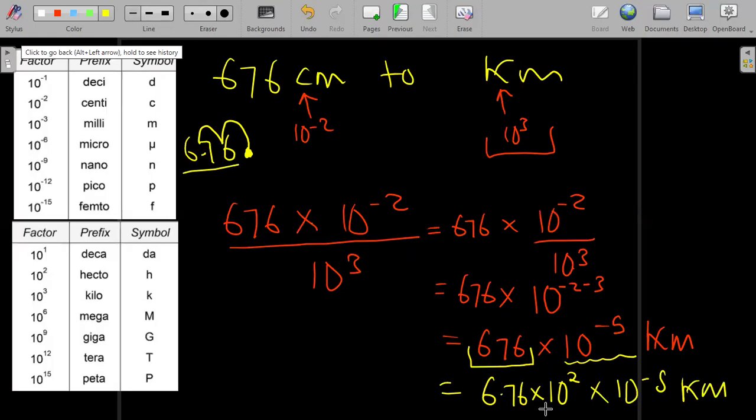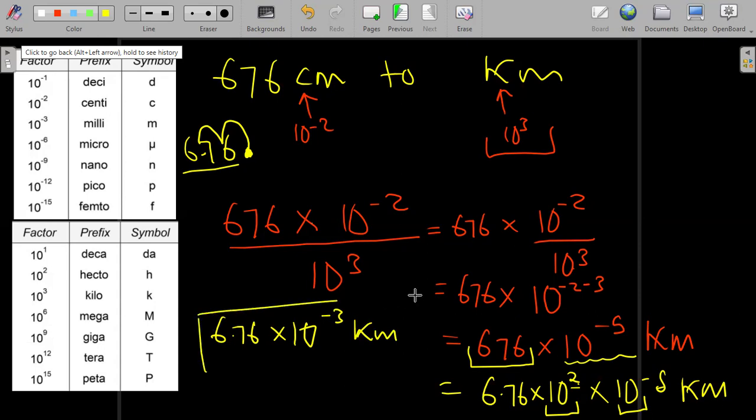Okay, and then from there, since this and this have the same bases, and we are now multiplying, we are going to add their powers. So the final answer is just 6.76 times 10 to the power, what is 2 plus minus 5? It will just be minus 3 kilometers. So that 676 centimeters, if we change it to kilometers, is going to give us that value. So you've seen how easy it is when you just know the metric system.